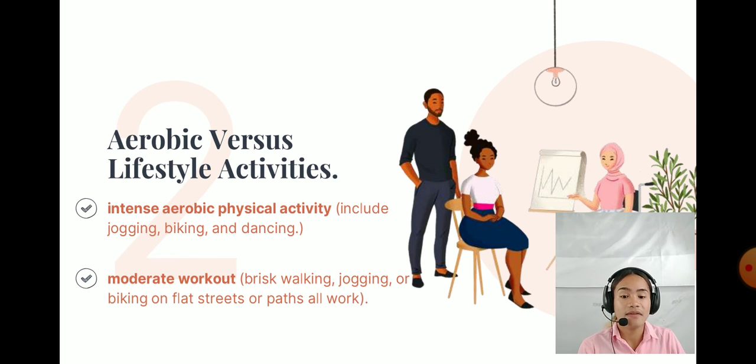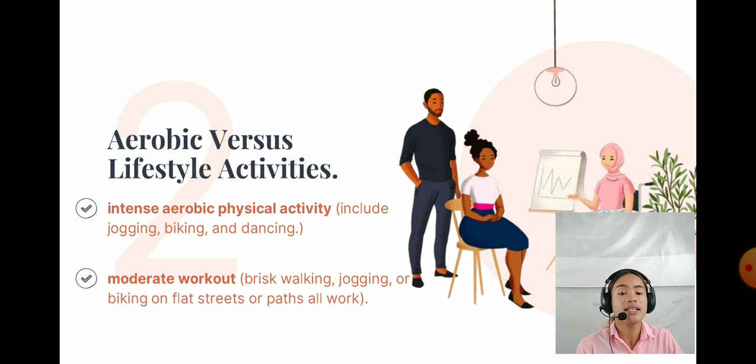Aerobic versus lifestyle activities. People, regardless of their age, need to be physically active for at least 60 minutes a day. Most of the 60 minutes or more of activity a day should be either moderate or intense aerobic physical activity. Everyone should include intense physical activity at least 3 days a week.